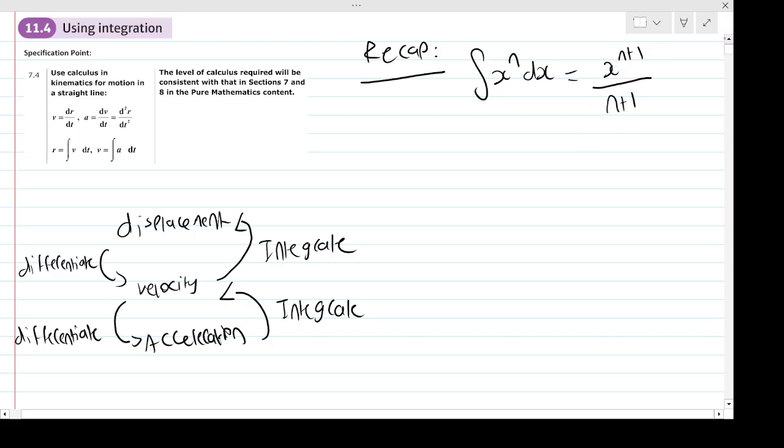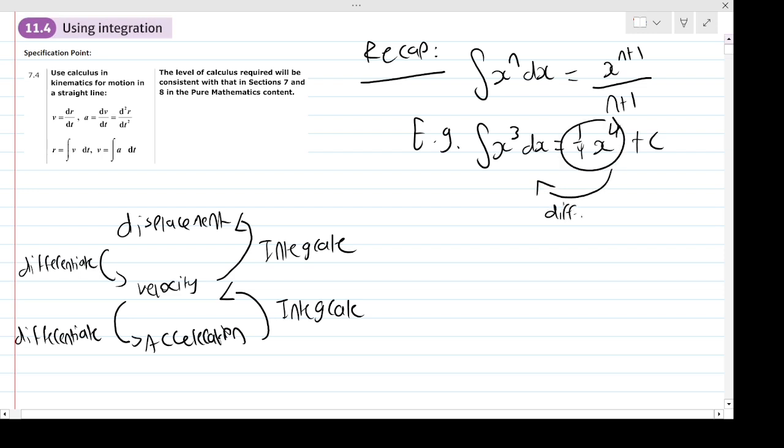For example, if I have the integral of x cubed, then if I add 1 to the power, that'd be 3 add 1, which is 4. Then I divide by the power 4. So that would be a quarter x to the 4, and then a plus c on the end. Because if I then differentiate back, a quarter x to the 4 would go to x cubed. Great. But then any number that doesn't have an x in goes to 0. So we need to account for that by having the plus c. So do not forget the plus c here.